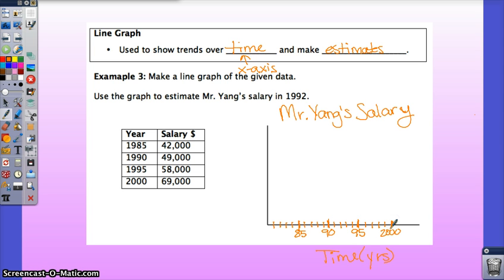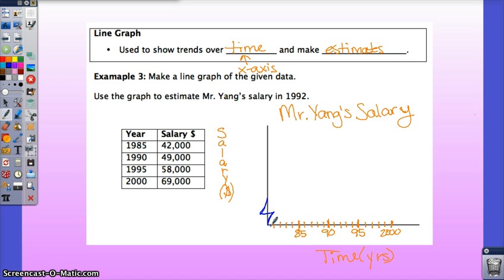Then our salary, look at the minimum and maximum value. Our salary is going to be on the y-axis. Now, we have the lowest value of 42,000 and the highest value of almost 70,000. So here's a great spot where, to make a graph a little better, you might want to add in a break. A break, you might have seen these before, is like a little squiggle on the y-axis to say we're going to jump a little bit.